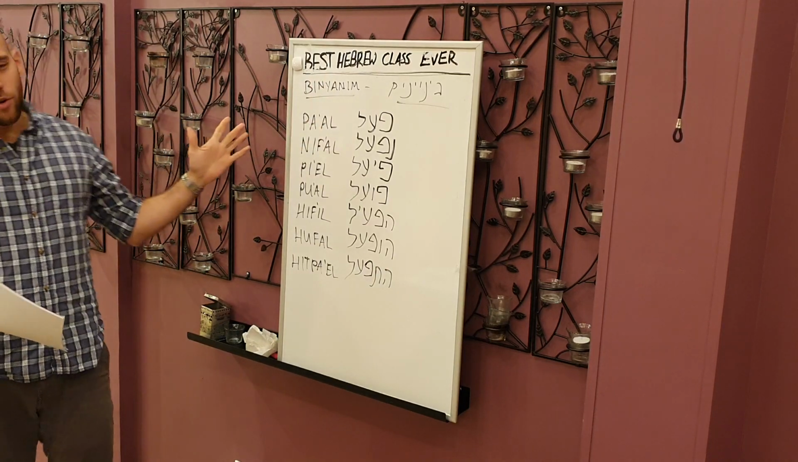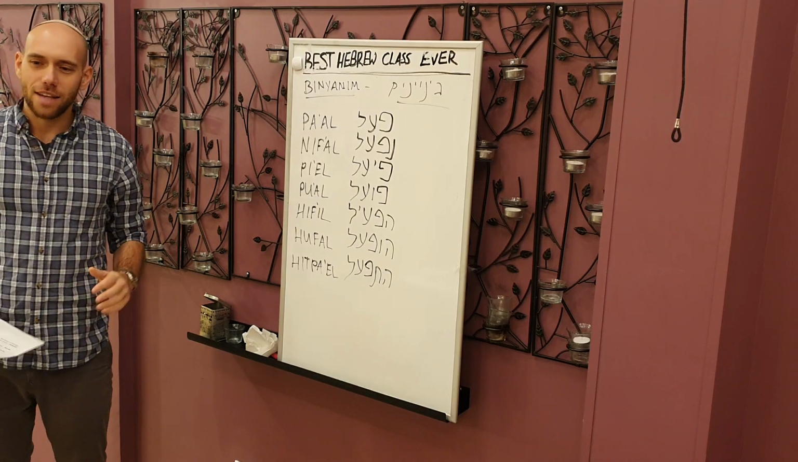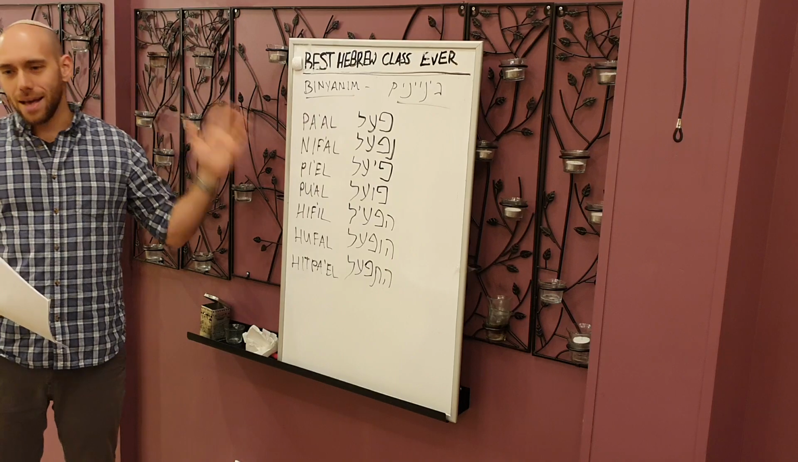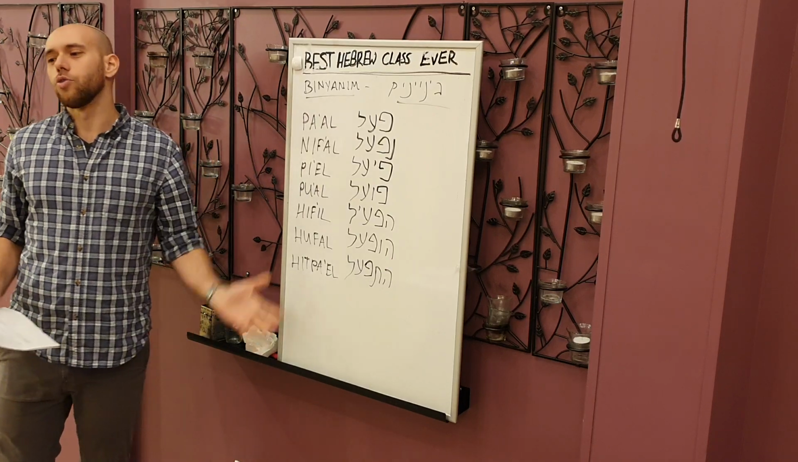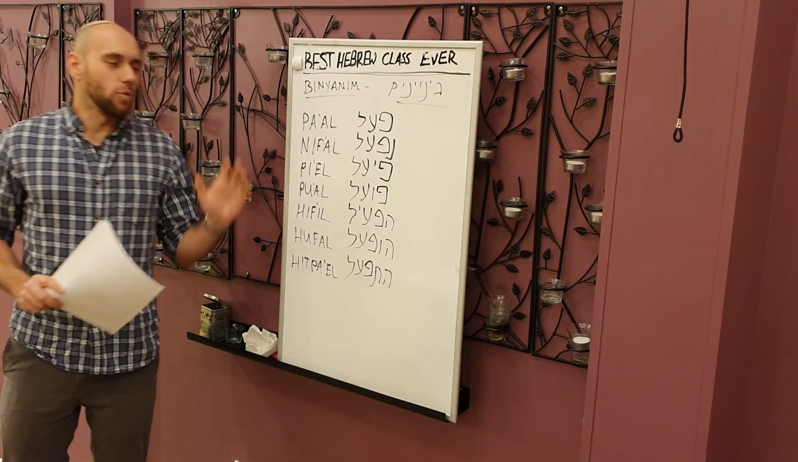Alright, last time we went over the binyanim, but two thirds of the class was not here last time, so I'm going to go over the binyanim again. Last time we went through the past tense, and today we're going to go through the future tense. So, to recap, what are binyanim?